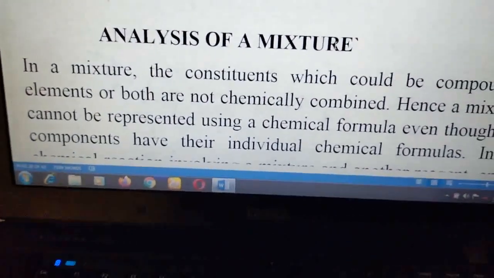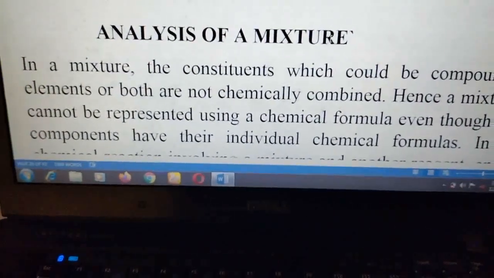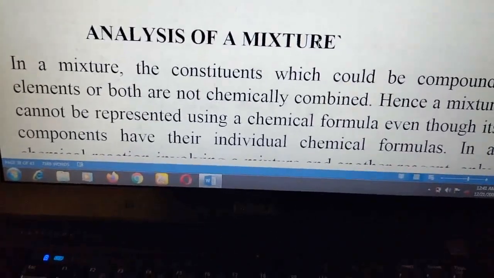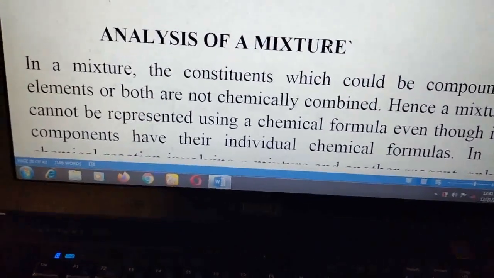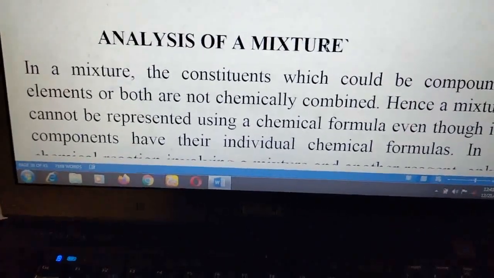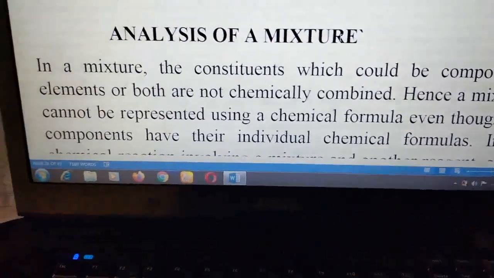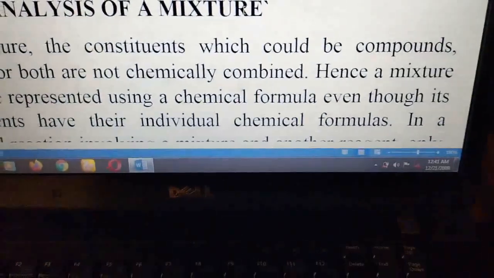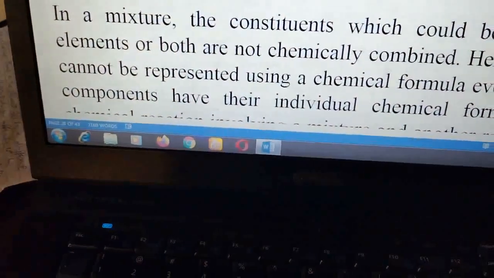Most times when you have a chemical reaction involving a mixture, it is only one of the substances that make up the mixture that will react with the second reagent, while the other one will remain unreacted. So let's look at this statement. We say in a mixture, the constituents could be compounds, elements, or both.